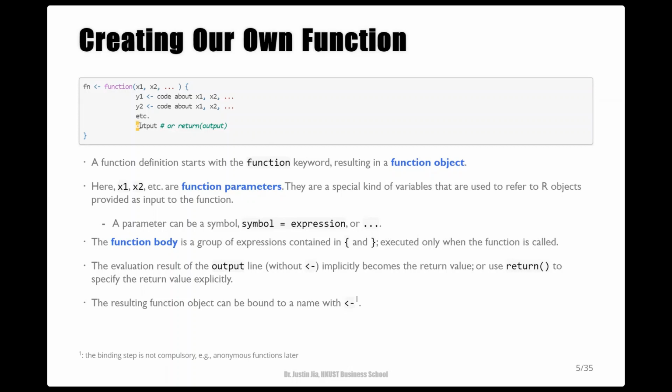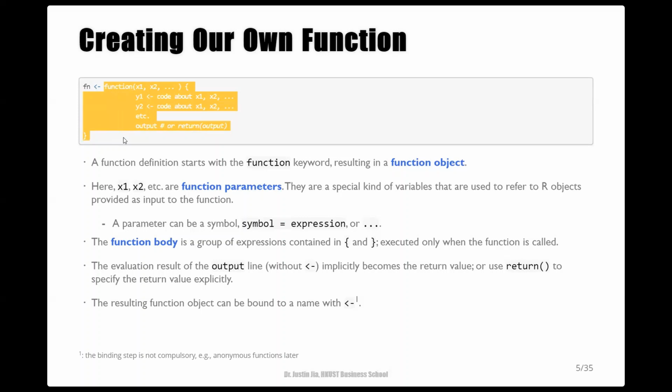If the last expression in the function body is not an assignment statement, the R object it outputs will implicitly become the return value of the function. We can also use a return function to specify the return value explicitly. This return function can be inserted into any place in the function body. It can also have multiple occurrences.